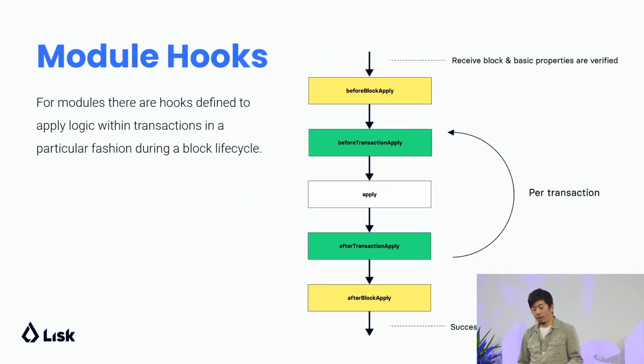But having only the data is not enough. We need to add the logic to it. That's why we also added these module hooks. We currently have 5 hooks: before block apply, before transaction apply, apply, after transaction apply, and after block apply. When a node receives a block, after it verifies all the basic properties, it goes through each of these hooks. And when everything is successful, it will store all the mutated states and the blocks.